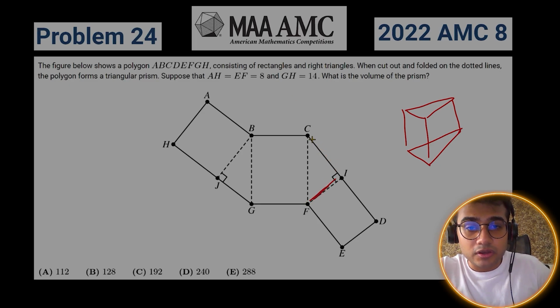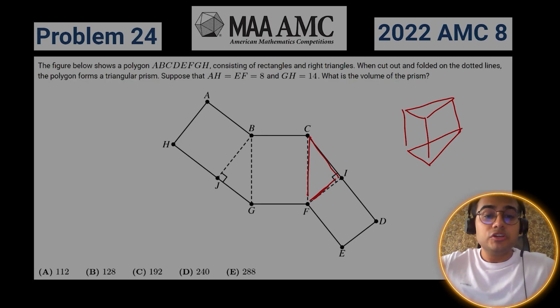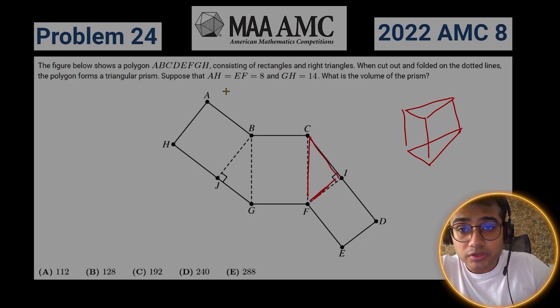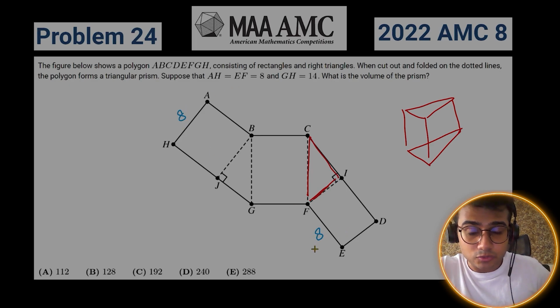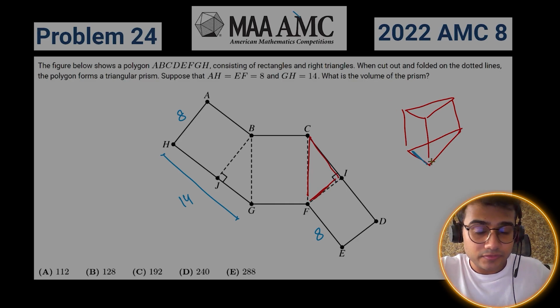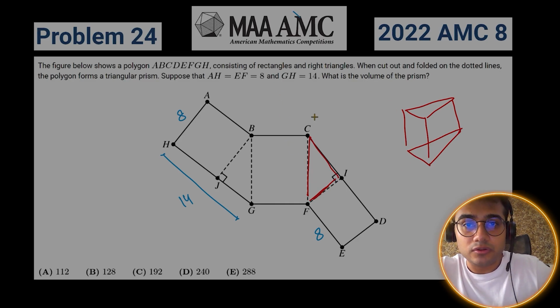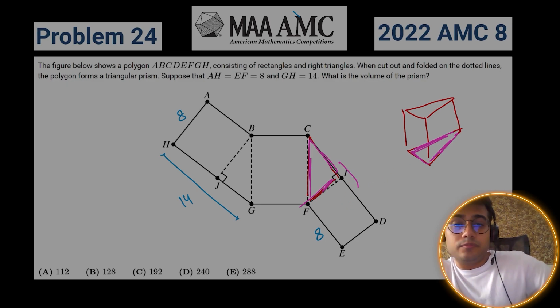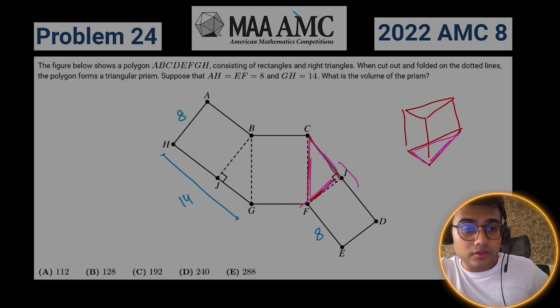Okay, and then we're gonna make the shape around it. So they have told us that AH is 8 and EF is 8 as well. And GH, this whole length, is 14. Now, if this right here is the base, so let me actually use a different color. So this is the base, and here this is the base. Then this length goes on besides this base perpendicularly.